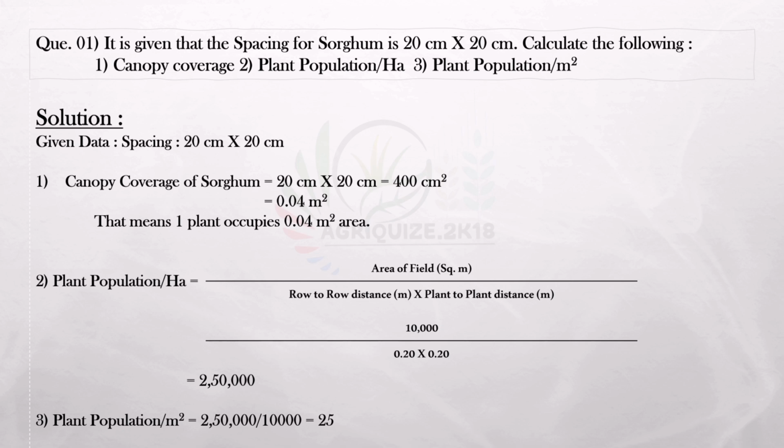Here is the last one. Now we have to calculate plant population per meter square. As we know that there are 10,000 square meter in 1 hectare, just simply divide our previous answer by 10,000. We get 25. So, plant population per meter square is 25. Our first question is finished here. I hope everyone has understood this one. Moving to the next one.